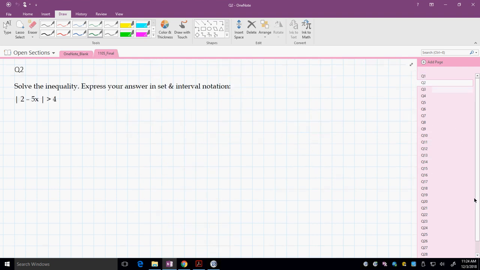Now question number 2. Solve the inequality. Express your answer in set and interval notation. So if we have the absolute value of 2 minus 5x greater than 4, we have to solve double. We have to make sure that we have the positive side and the negative side.